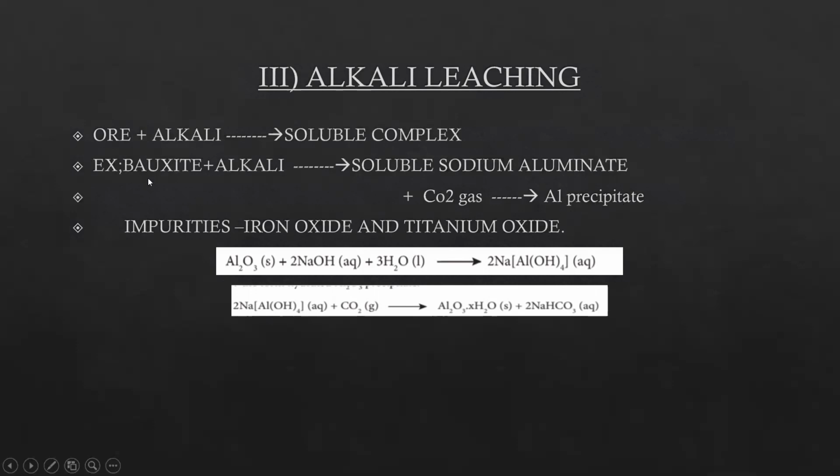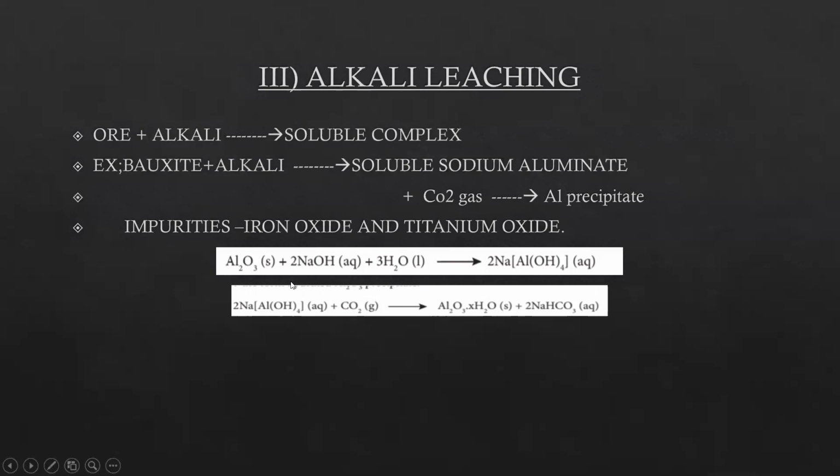Bauxite we are taking here. Bauxite is the ore of aluminum. Bauxite is reacted with alkali, forming the soluble sodium aluminate. From that we need only the aluminum, so in the next step we pass carbon dioxide gas. Finally we get the aluminum as a precipitate. Precipitate means the aluminum settles down. The impurities present in that ore are iron oxide and titanium oxide.